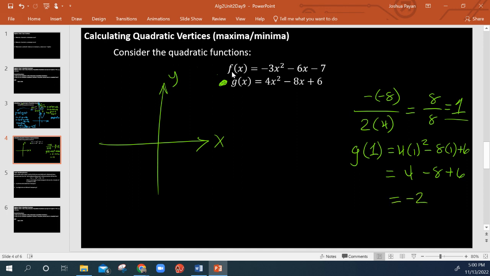So our vertex for this function happens at 1 by negative 2. That would be our h by k, right? And we know our vertex would be at 1 by negative 2.